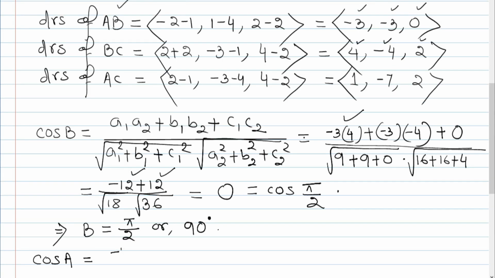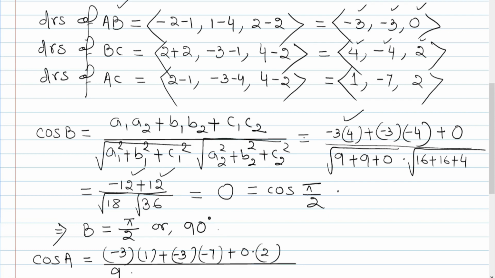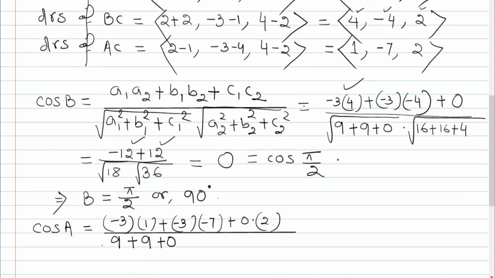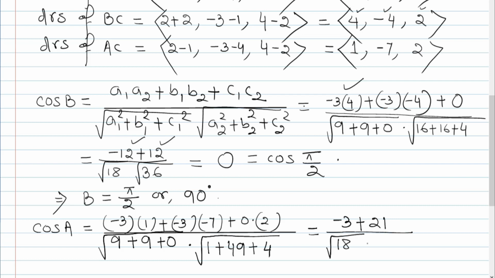Likewise, minus 3 into 1 plus minus 3 into minus 7 plus 0 into 2, whole divided by root over minus 3 square is 9 plus 3 square again 9 plus 0, into root over 1 square is 1, 7 square is 49, plus 2 square is 4. This is nothing but minus 3 plus 21 divided by root 18 into root 54.